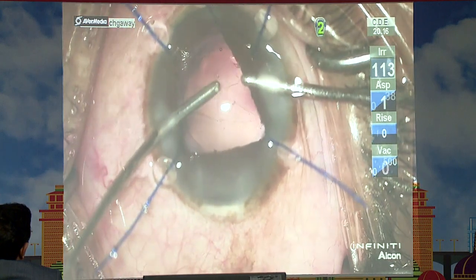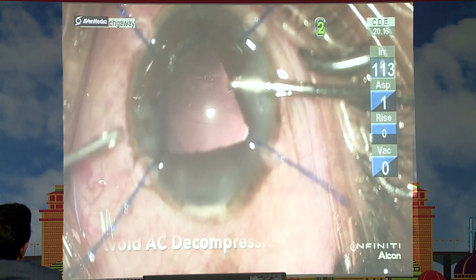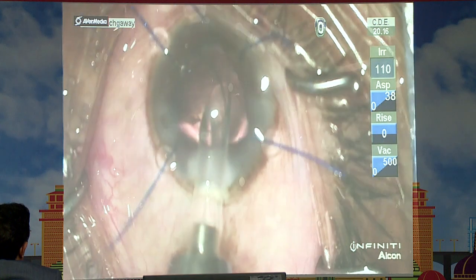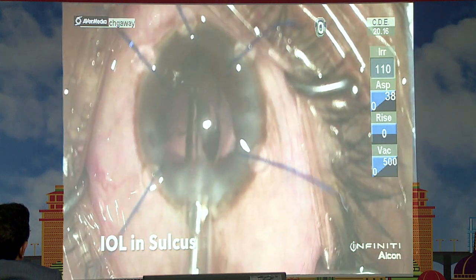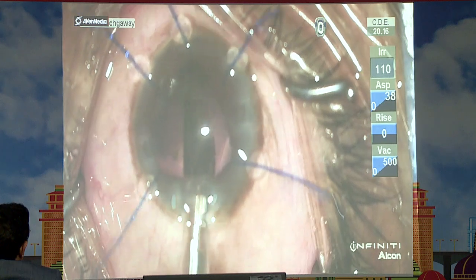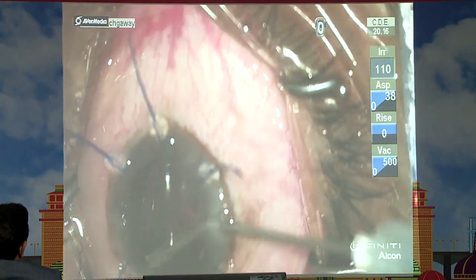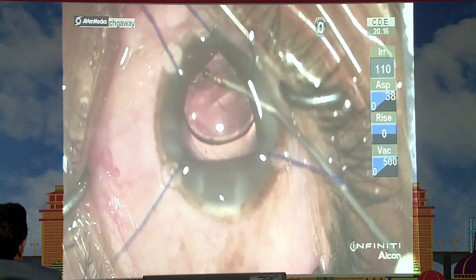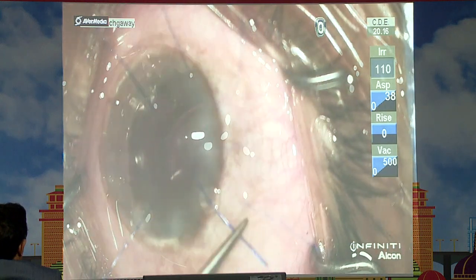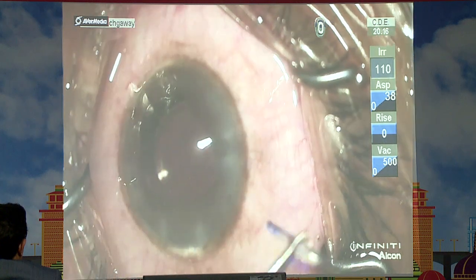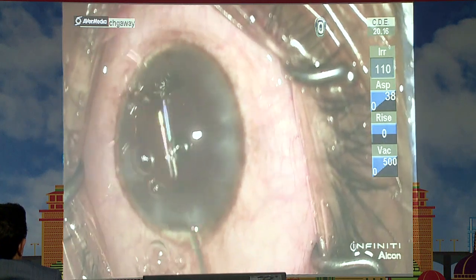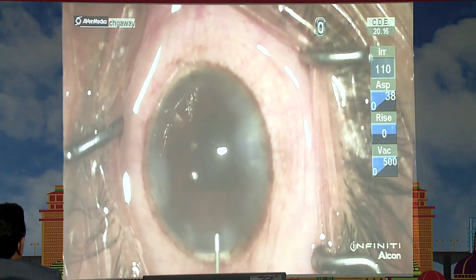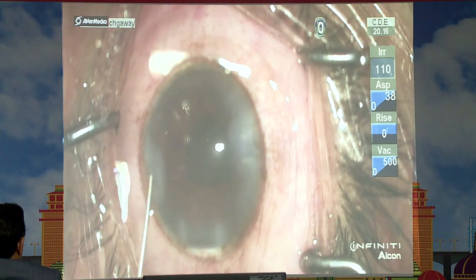A good red glow is very important in the microscope for these cases, to identify it at the proper time, with AC decompression avoided, and the lens placed in the sulcus. Gently dialed in the sulcus, no vitreous loss, and remove the hooks. Don't do irrigation aspiration at the end, just wash the AC with a cannula. And you get a good round pupil at the end of the surgery.